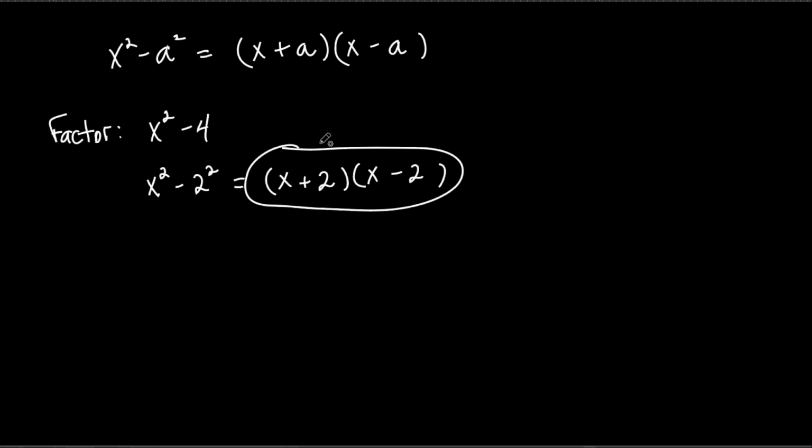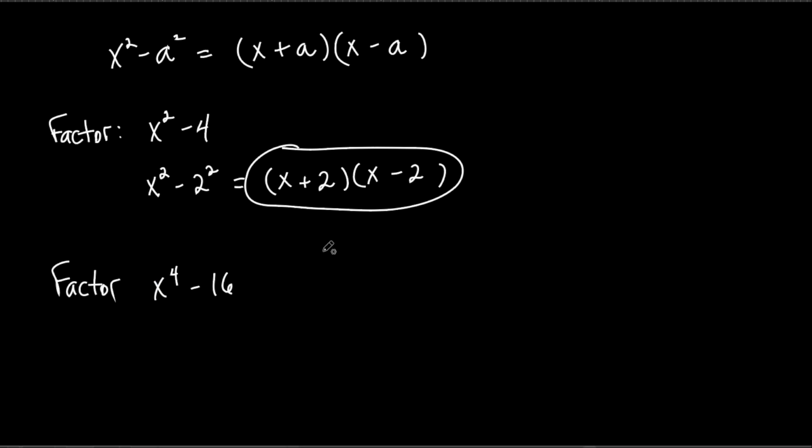So this special factoring stuff's not so bad, is it? Let's do another one. Let's do this. So again, it says factor. And I've got x to the 4th minus 16.